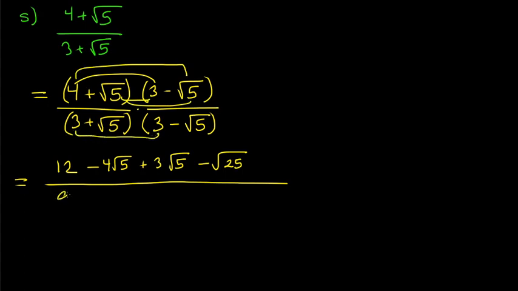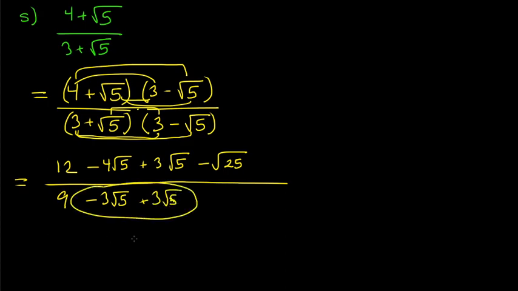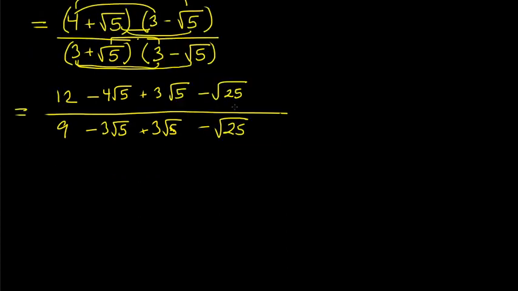And do the same thing in the denominator. 3 times 3 is 9, and then 3 times negative square root of 5, so negative 3 square root of 5, plus 3 square root of 5. And you can see that was by design. That's going to be 0. We'll do that on the next step. Plus, a positive times a negative is negative square root of 25. Of course, we know the square root of 25 is just 5.